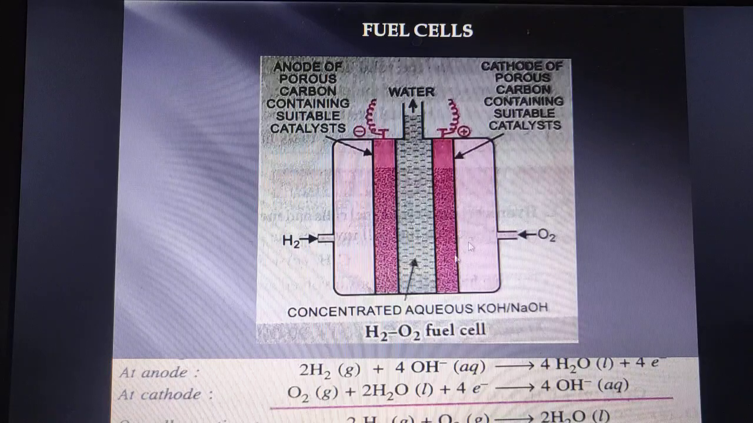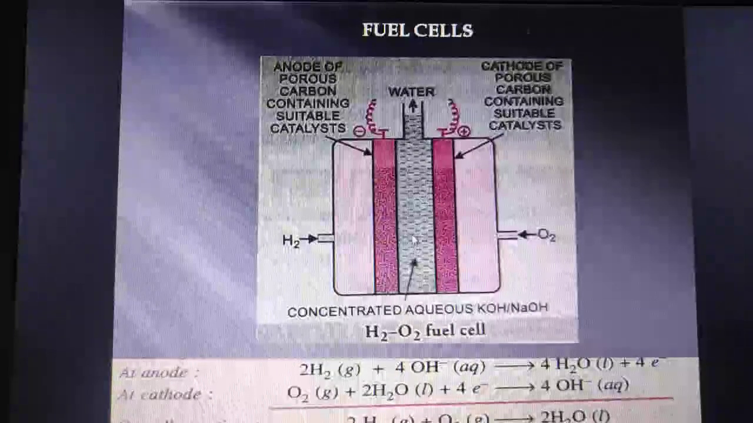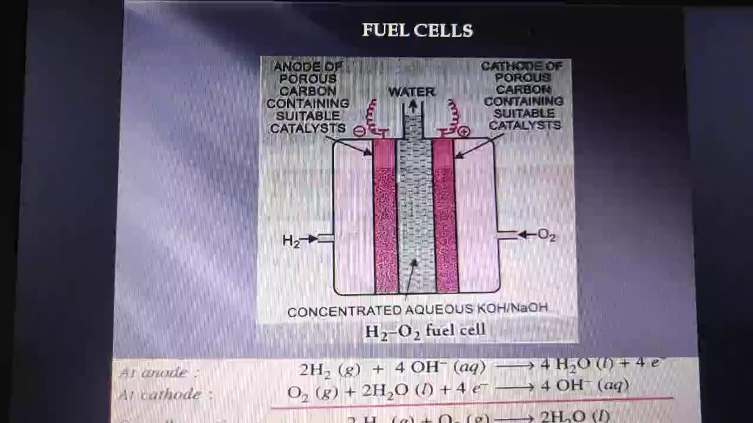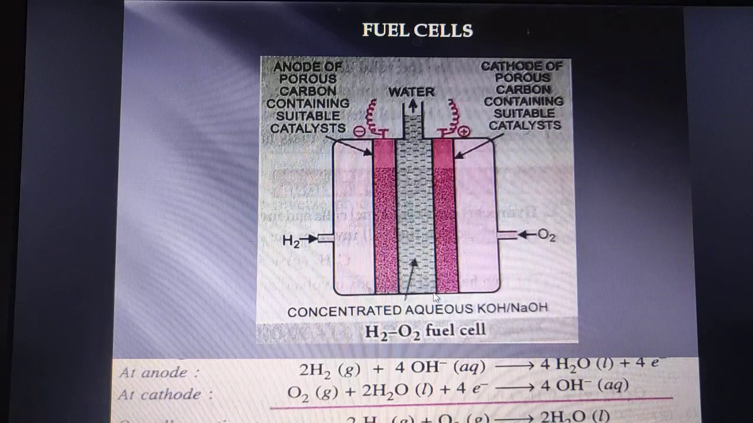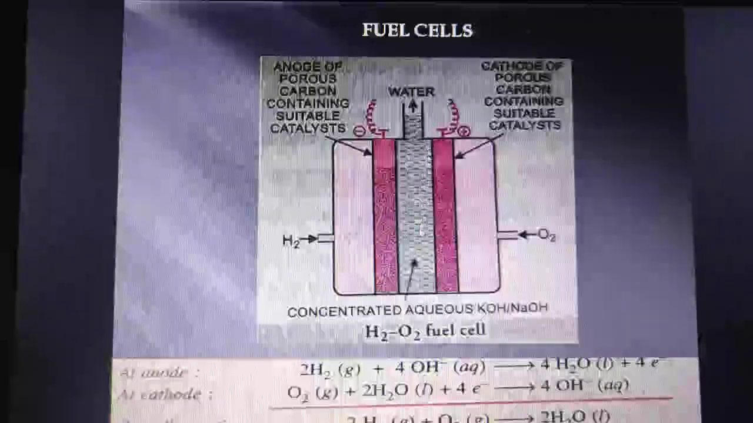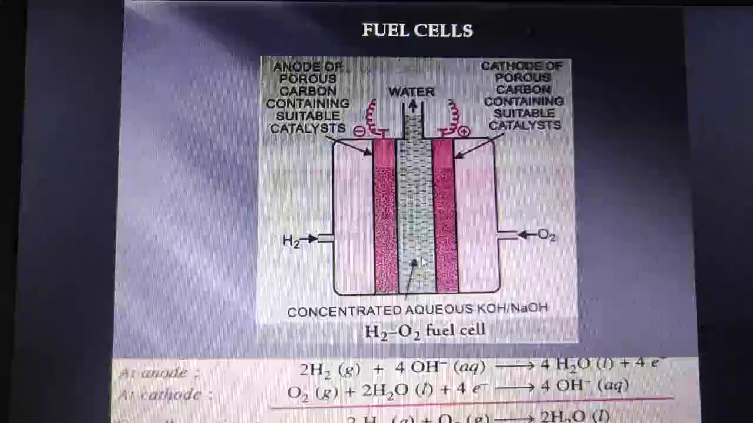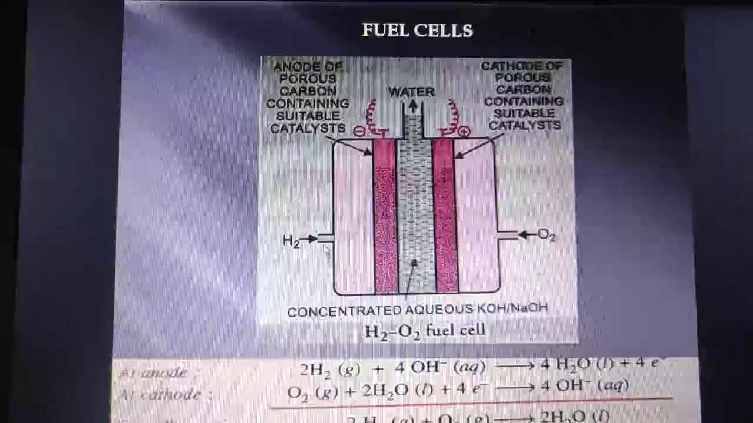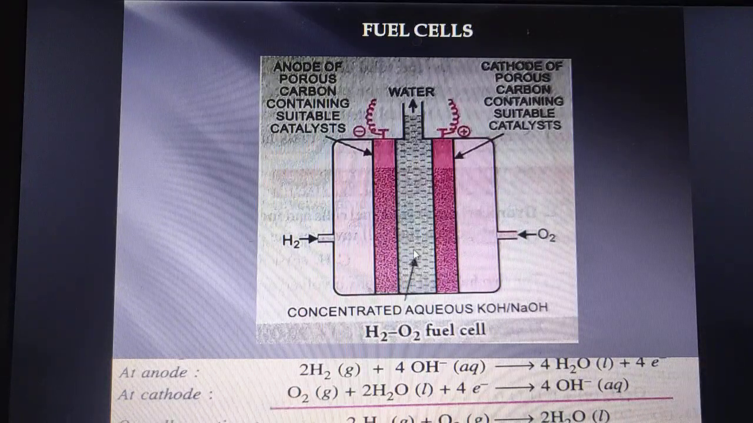The general design is shown in this figure. It consists of porous carbon electrodes containing a suitable catalyst. These are the carbon electrodes containing catalysts like platinum and palladium. Concentrated alkali, whether it is KOH or NaOH, is filled in between these catalysts, and hydrogen and oxygen gases are bubbled through the porous electrodes from the sides.